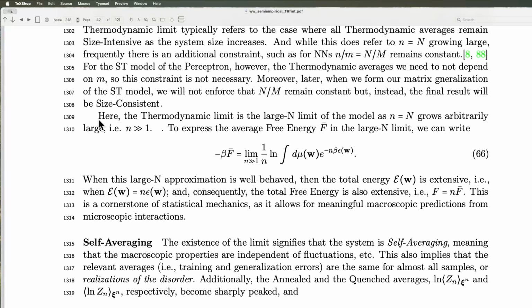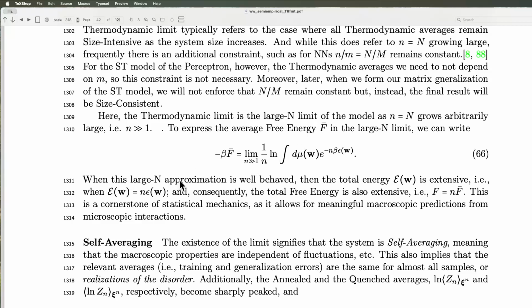Here, the thermodynamic limit is the large N limit of the model as N grows arbitrarily large, i.e. N is much greater than 1. To express the average free energy in the large N limit, we can write the average minus beta F over N as the limit as N gets large of 1 over N times the natural log of the partition function. That's what it looks like.